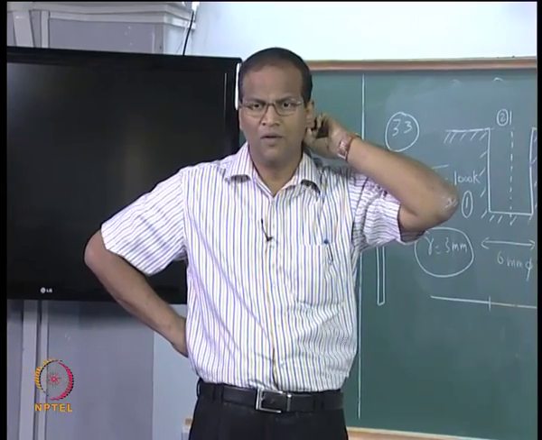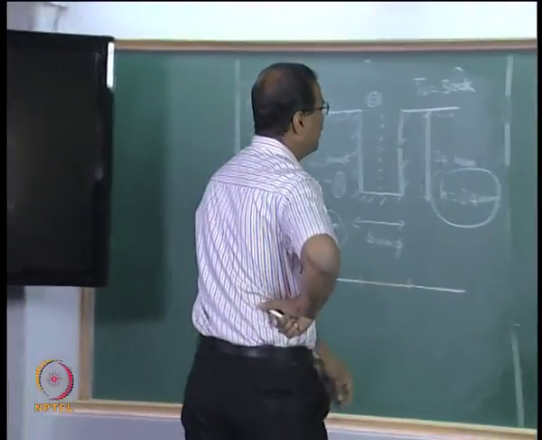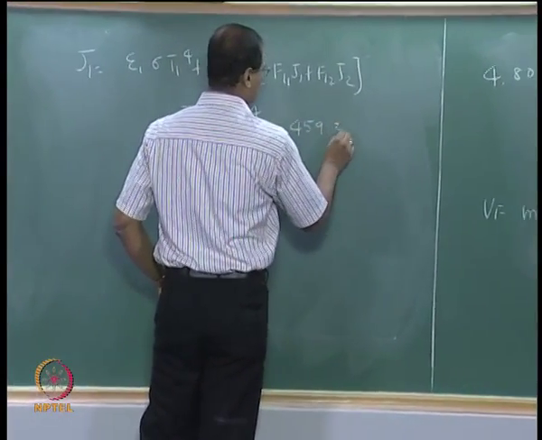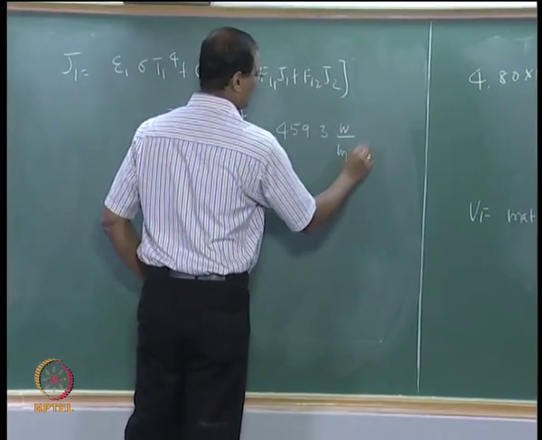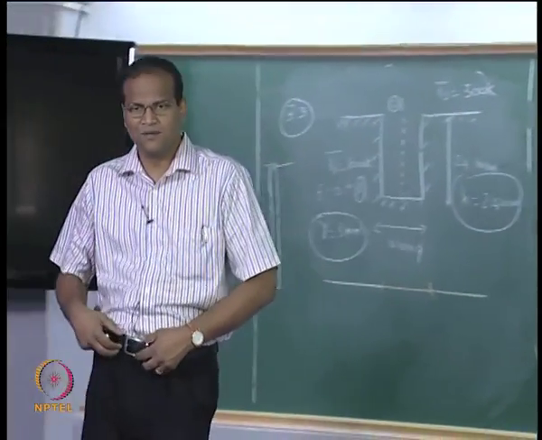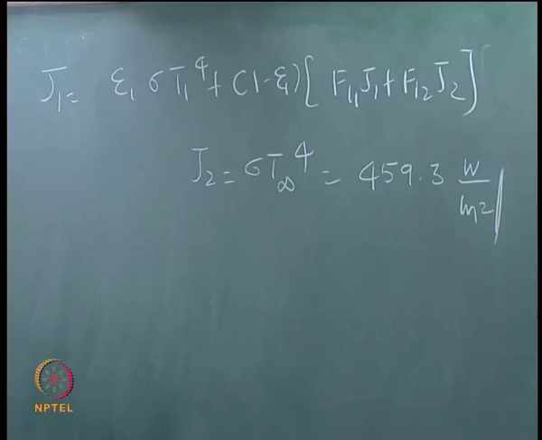459.3. So certain values you should remember. For 1000 Kelvin you will get 56,700 watts per meter square. That is clear, 5.67 10 to the power of minus 8, right, into 10 to the power of 12. Okay.